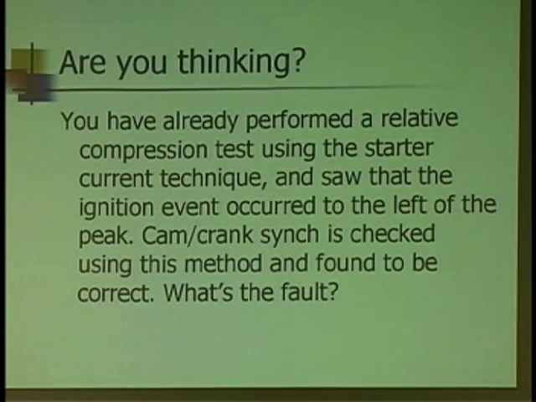Now, here's a little something to help you think too. This is a generic question. Just want to see if you can put some pieces together. You did a relative compression test using starter draw. You had your ignition event triggered, and you noticed that the ignition event was occurring way to the left of the peak. So you know the timing's off, it's advanced. The timing's off, so you go take a look at the cam and crank sensors, and they're in time. Where would you go?